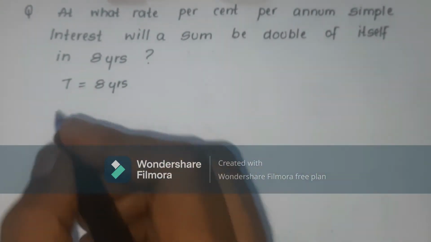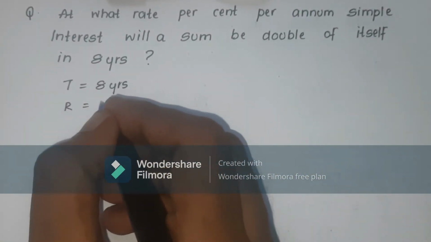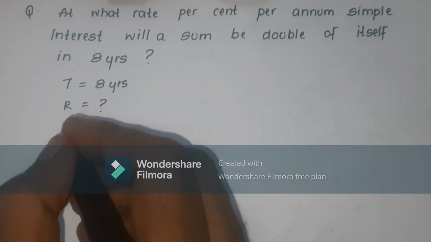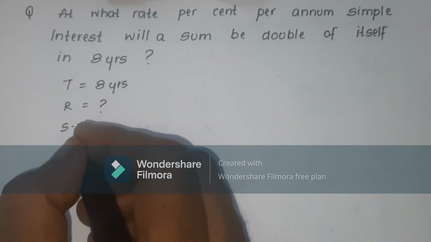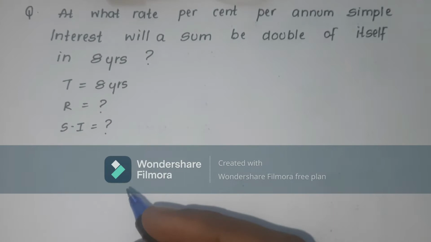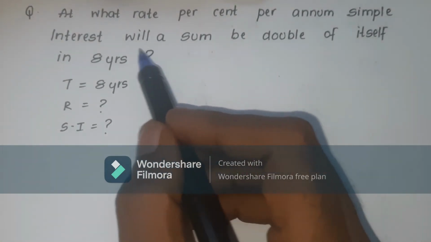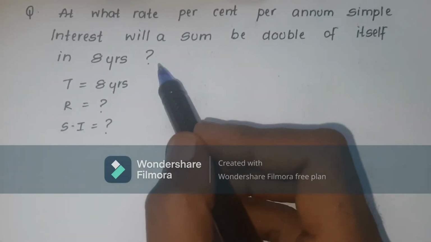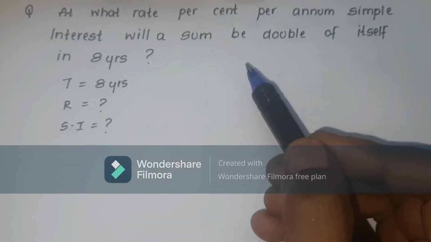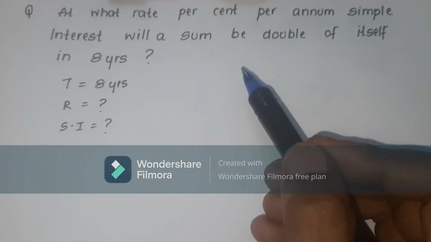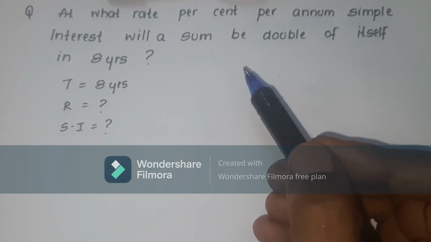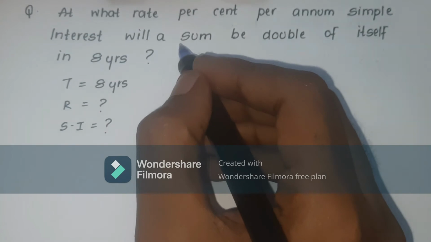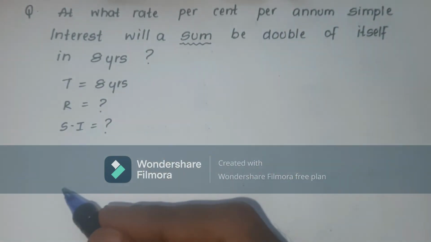The rate is unknown. Okay, write down rate is unknown. At the same time, simple interest is also unknown. I agree, students. But see, there's one interesting part. They say, will a sum be double of itself in 8 years? Obviously, the return will be your amount, na, student. After investing something, when you get in return after some time, that will be your amount, right?